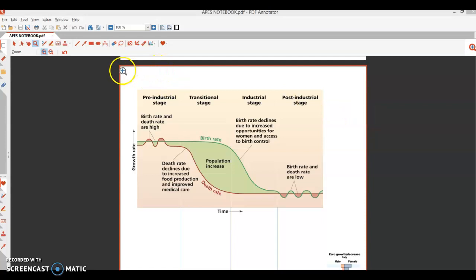Okay, so let's go ahead and write down the definition of demographic transition. All right. Oh, I still have it on my Zoom. There we go.